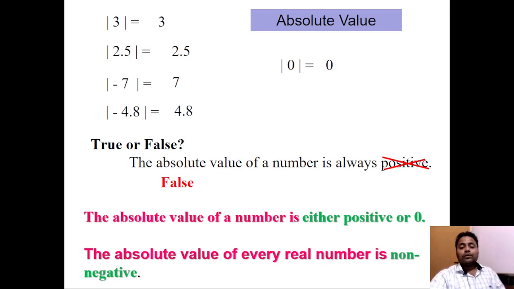The absolute value of every real number is non-negative. This will be the right answer. So greater than or equal to 0 is the perfect result for the absolute value of any number.